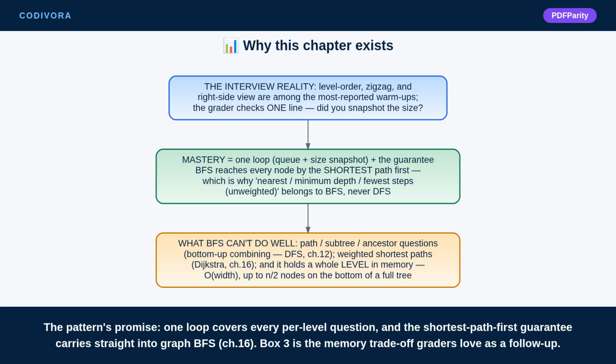Let's slow down and really build this up from scratch, 1 piece at a time. The pattern's promise: 1 loop covers every per-level question, and the shortest path first guarantee carries straight into graph BFS, Chapter 16. Box 3 is the memory trade-off graders love as a follow-up. Trace the arrows on screen slowly. That single picture is the whole idea in 1 glance.